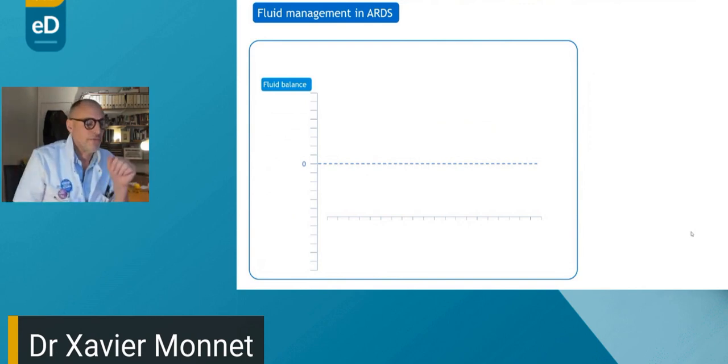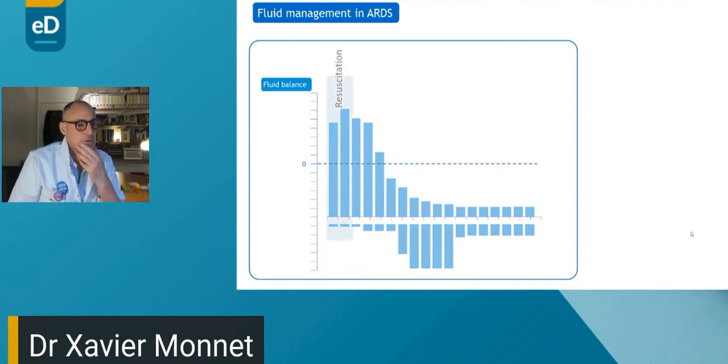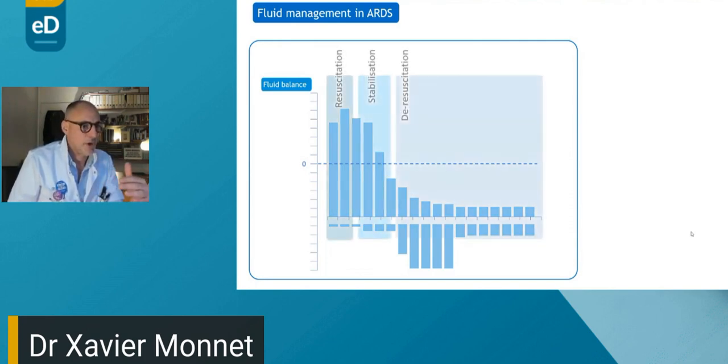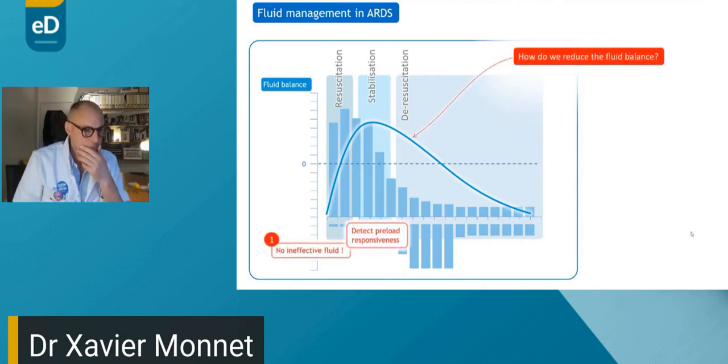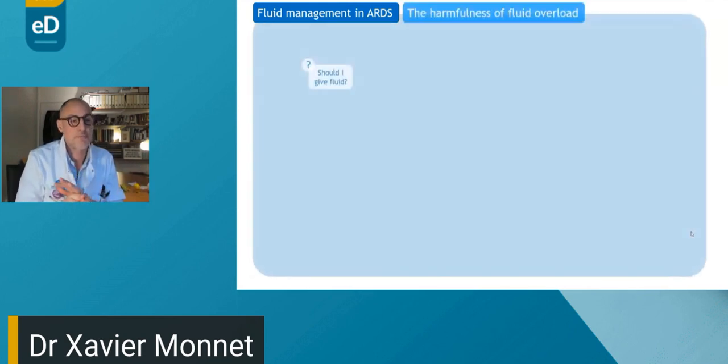How do we give fluid in these patients? In fact, there is the resuscitation phase where we start with fluid administration. Then the patient stabilizes, and when we de-escalate resuscitation, usually we give less fluids, of course, but we may also remove some fluids. So how could we reduce that fluid balance? The first means is to give no fluid if we know that fluids will be ineffective. We should detect preload responsiveness.